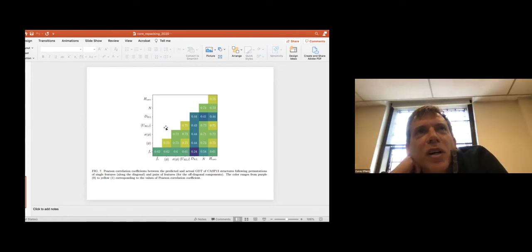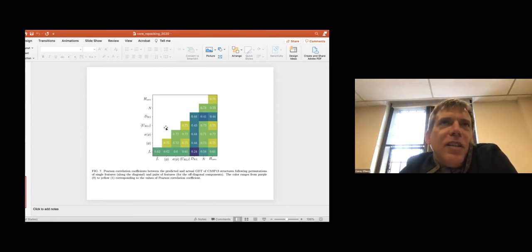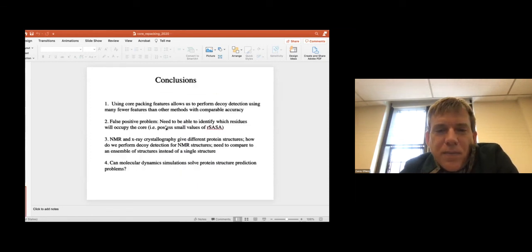And so what we found from this study was we still need to do a better job of being able to predict which particular residue goes in the core. And then once that residue is in the core, it will have these typical features of a packing fraction of 55%, low overlap energy, a particular number of neighbors, and so on and so forth.